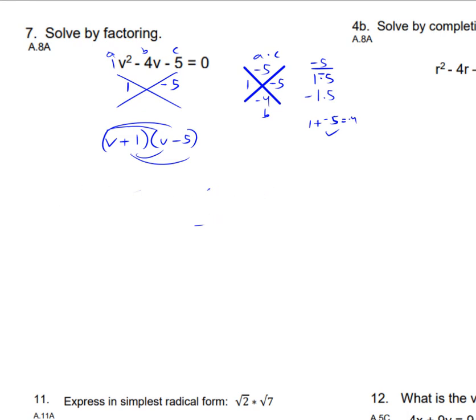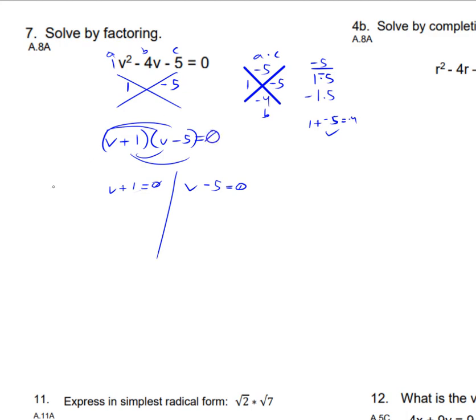So I have v plus 1, right? I'm going to set this equal to 0, okay? And I'm going to split this here. And this one I'm going to set v minus 5 equals 0 as well. So once again, once I have my two factors, I set them both equal to 0, right? Because all of this here has to be equal to 0 if we want to find the zeros, right?